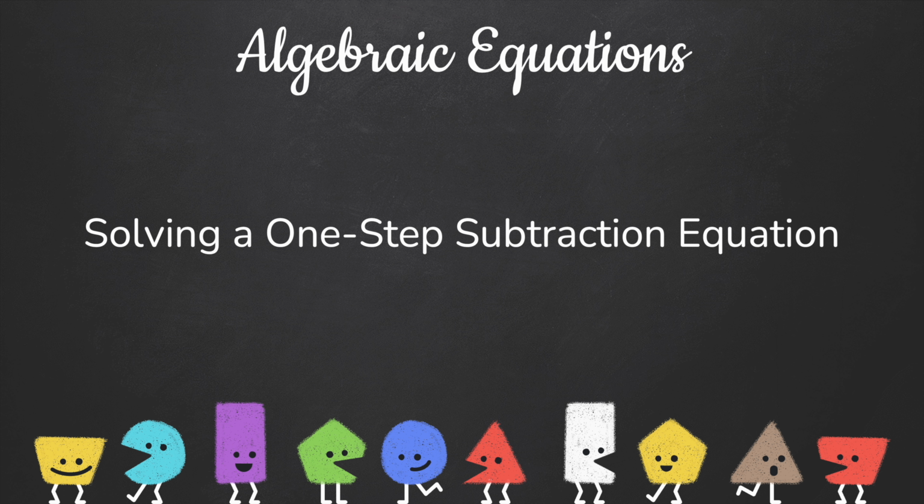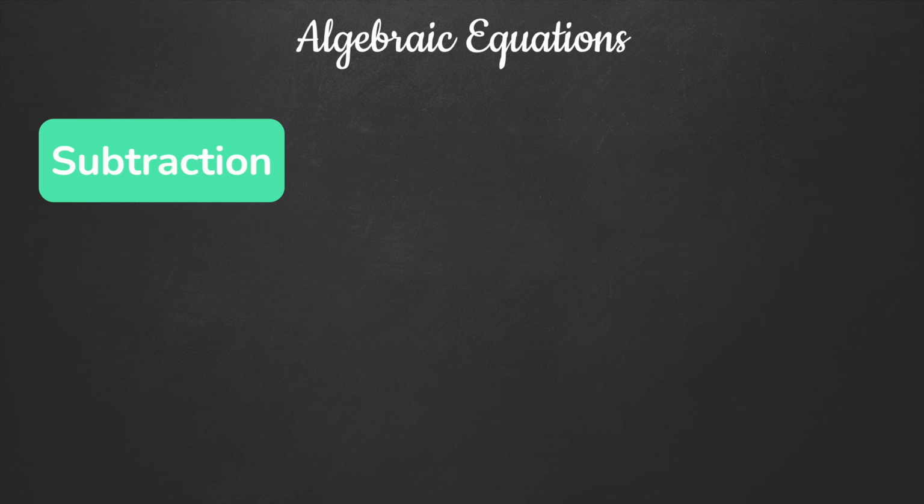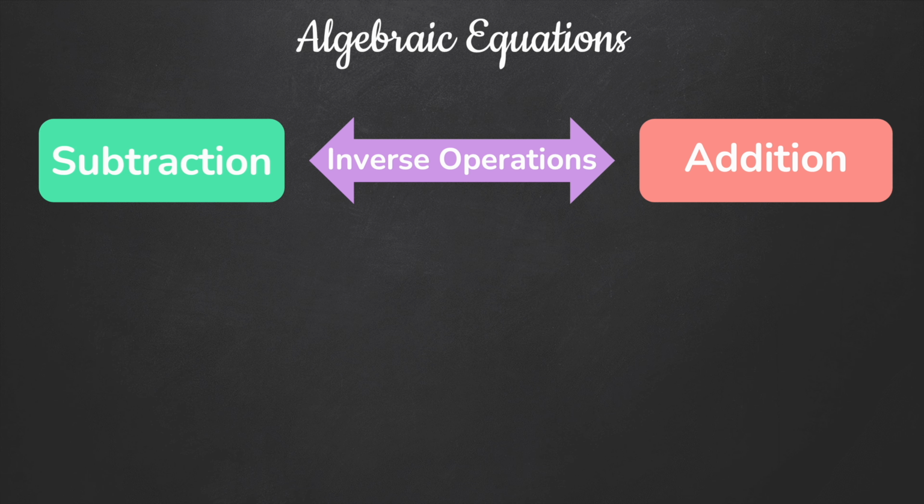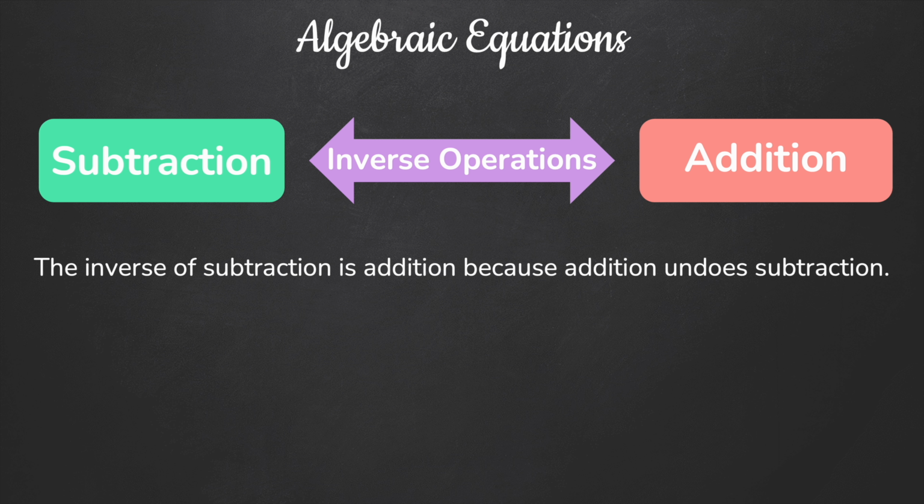Hello, mathematicians. Today we're going to be learning about algebraic equations, more specifically about solving a one-step subtraction equation. To get us started, we're going to first talk about the inverse operation of subtraction. Subtraction and addition are actually inverse operations of each other. The inverse of subtraction is addition because addition undoes subtraction.